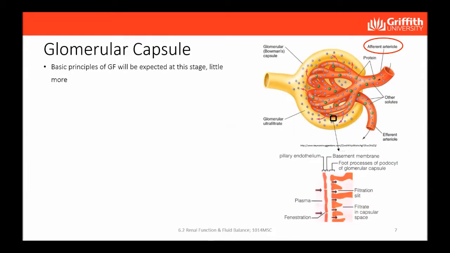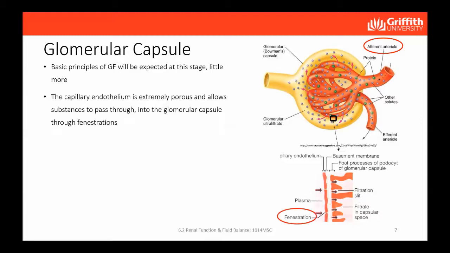The afferent arteriole brings oxygenated blood into the glomerulus. The endothelium of the glomerulus is extremely porous to allow for filtration to occur. This property allows large amounts of solute-rich but protein-free fluid to pass from the blood into the glomerular capsule.